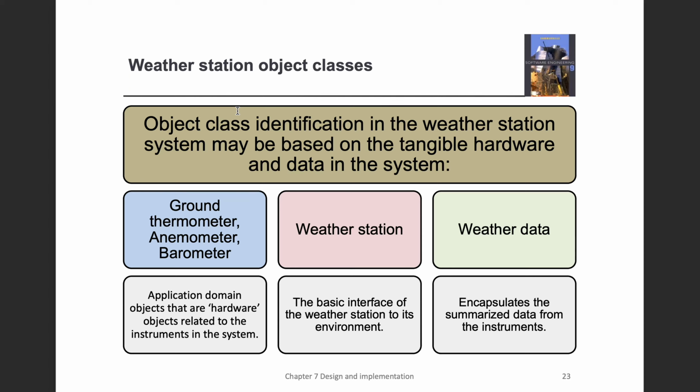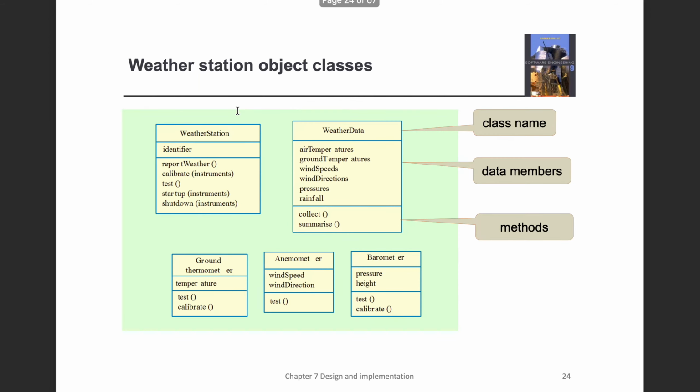So these are the basic objects that we can identify from the weather station example that we had. In here, you see the objects or the class names, which are the weather station, weather data, the ground thermometer, the anemometer, and then the barometer. And then the second portion looks at the data members of the system, or we can say the attributes of that particular system, and then the methods which you can call to be able to get that particular information from the system. So the methods are the interfaces that you can actually use to communicate with that object.